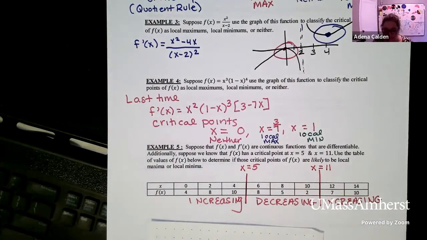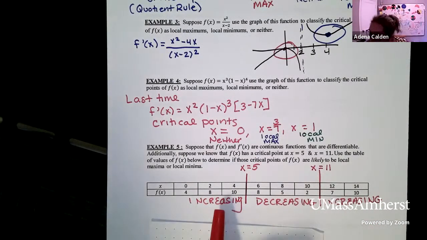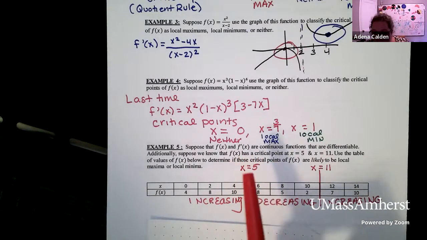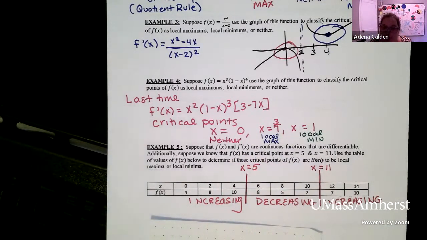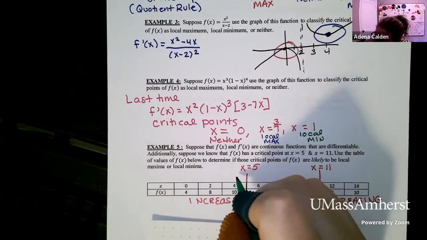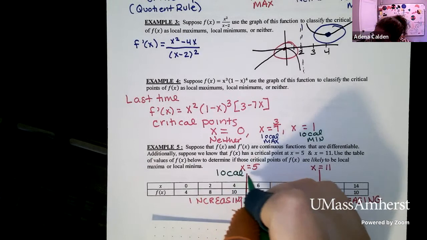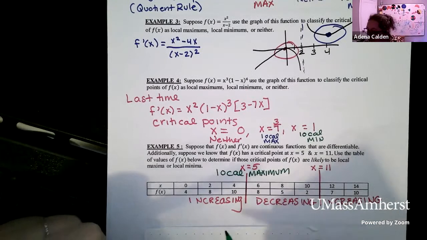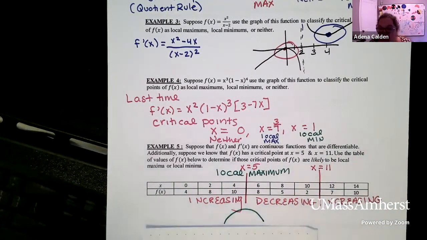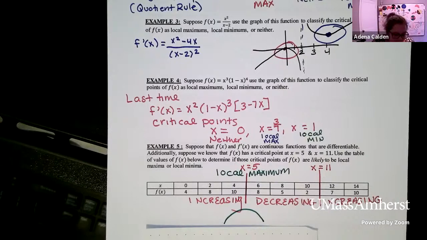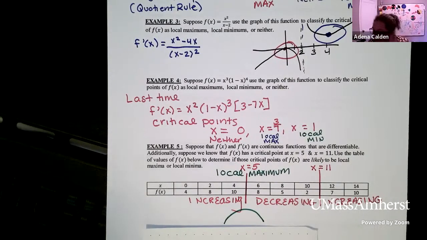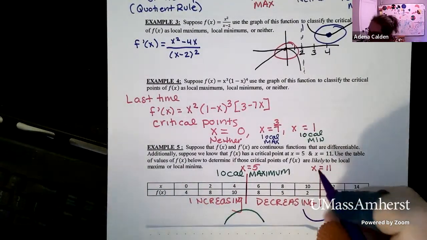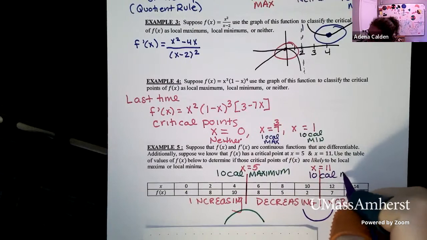Okay, so what our test says is that if your function is increasing and then decreasing around a critical point, which is what we're looking at here, we're going up and then down, it makes that critical point a local maximum. Right? Because again, if you are increasing and then decreasing, the shape looks like this. For our second critical point, we are decreasing and then increasing. So that's going to make us a local minimum.